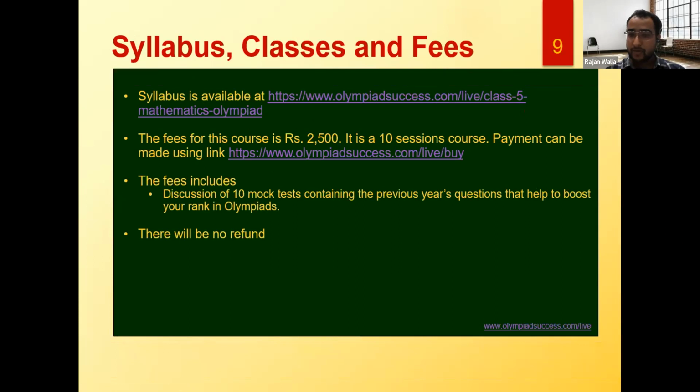Now, the syllabus link I will share with you in the chat box. The fee for this course is 2,500, and as we discussed, there will be 10 sessions in this course. Okay. The payment link I will share in the chat box. The fee includes discussion of 10 mock tests containing previous year questions that help to boost your rank in Olympiads. So there will be 10 sessions, and in each session we will discuss a mock test that has questions based on previous year Olympiads.